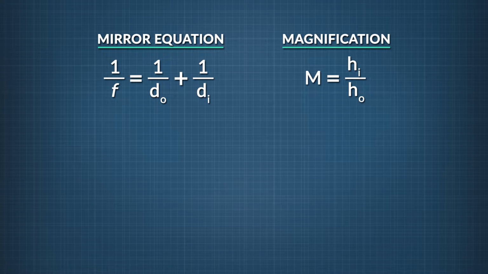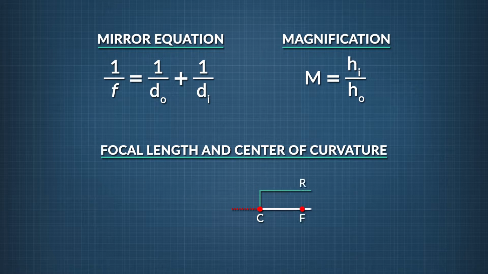The last relationship has to do with the mirror's focal length and its center of curvature. You might remember that focal length is how far from the mirror parallel rays come together to form an image. For a spherical mirror, the focal length is 1/2 the center of curvature. So whether convex or concave, the focal length equals the mirror's center of curvature divided by 2.